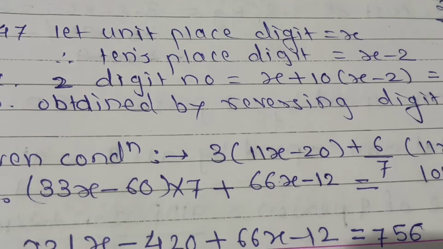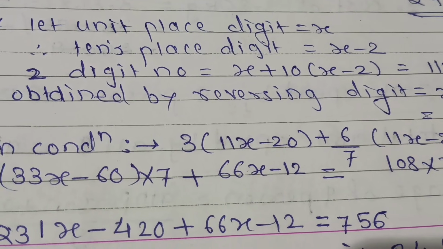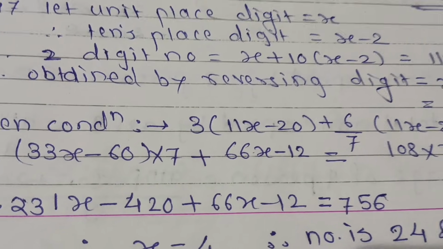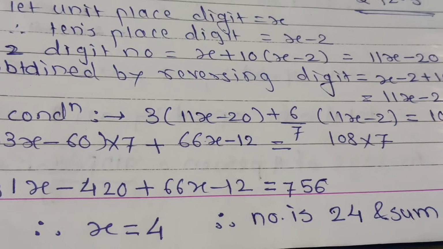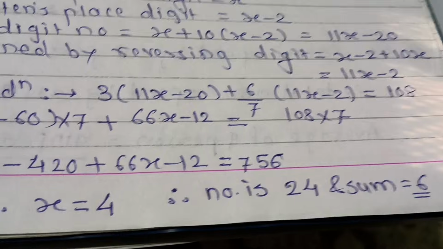To find the answer to the first question, let the unit place digit be x. So the tens place digit is 2 less than the unit place, meaning x minus 2. The 2-digit number formed by these 2 is 11x minus 20. Now the number obtained by reversing the digits is 11x minus 2.